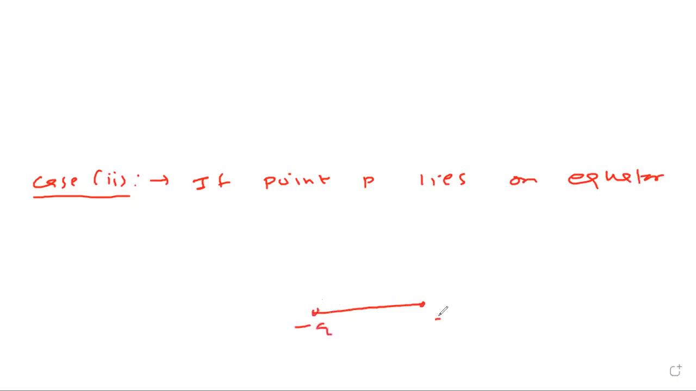Case 2. If point P lies on the equator. Equator means the line passing through the center and perpendicular to the axis. You can also call this the perpendicular bisector. Passing through the center means bisector, perpendicular, so perpendicular bisector. Sometimes they can say the point is equidistant from the charges. That also means it is the perpendicular bisector or equator.